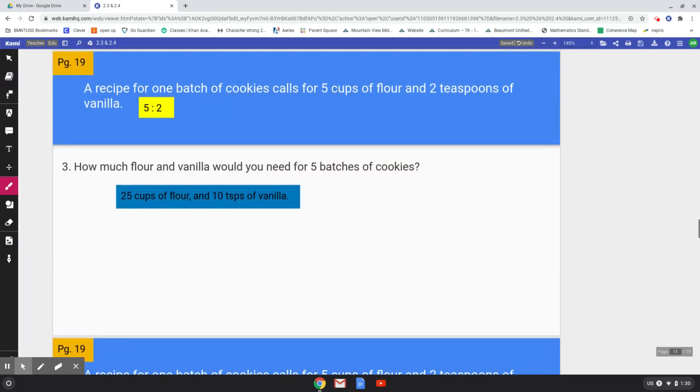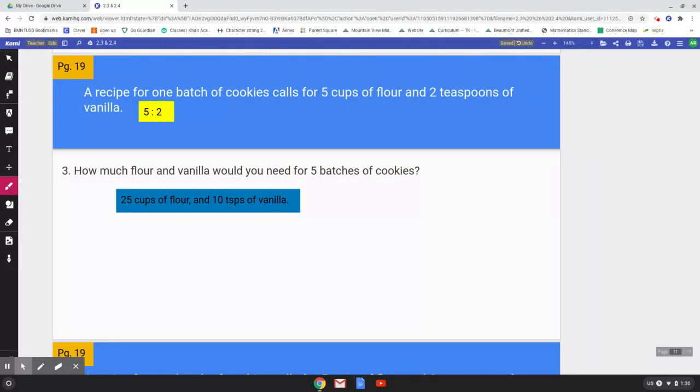All right, now we're on number 3, same page. So it says, how much flour and vanilla would you need for 5 batches? Okay, so here we go. This is our original recipe, 5 to 2. So we would do 5 times 5, and we would get 25. And then we would do 2 times 5. And that's how they got 10.